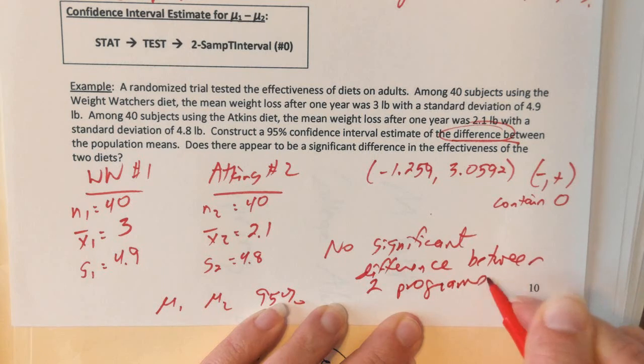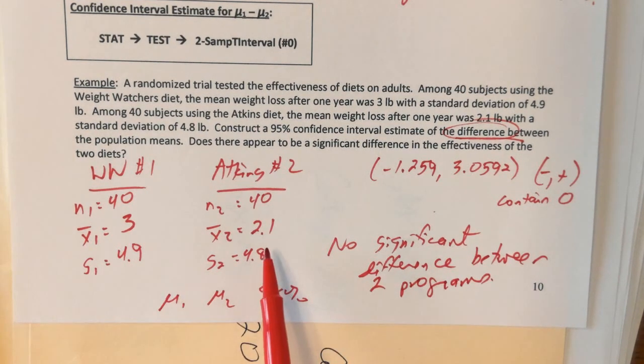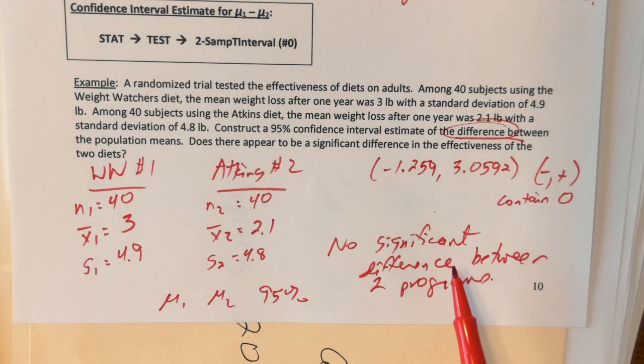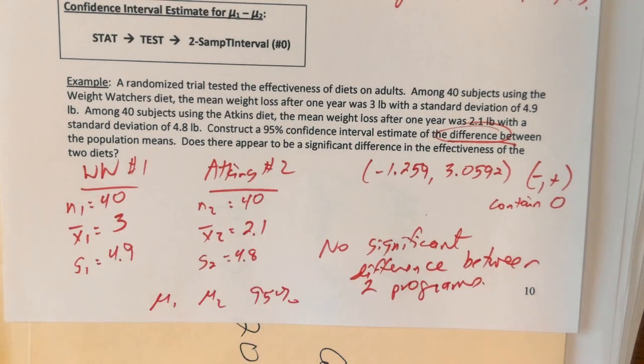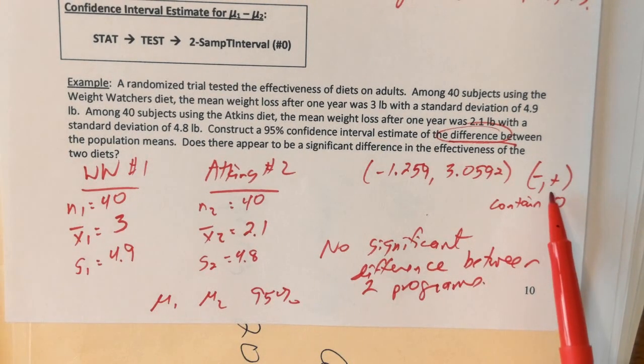Now, if I look at this and I go, I lost 3 pounds on Weight Watchers or 2.1 on Atkins, those are both pretty crappy. Neither one was a great diet. Okay, I didn't lose very much with either one. There was not a significant difference. But the real reason is not because I just don't think this is very much weight. The real reason is because their confidence interval contained the number 0.